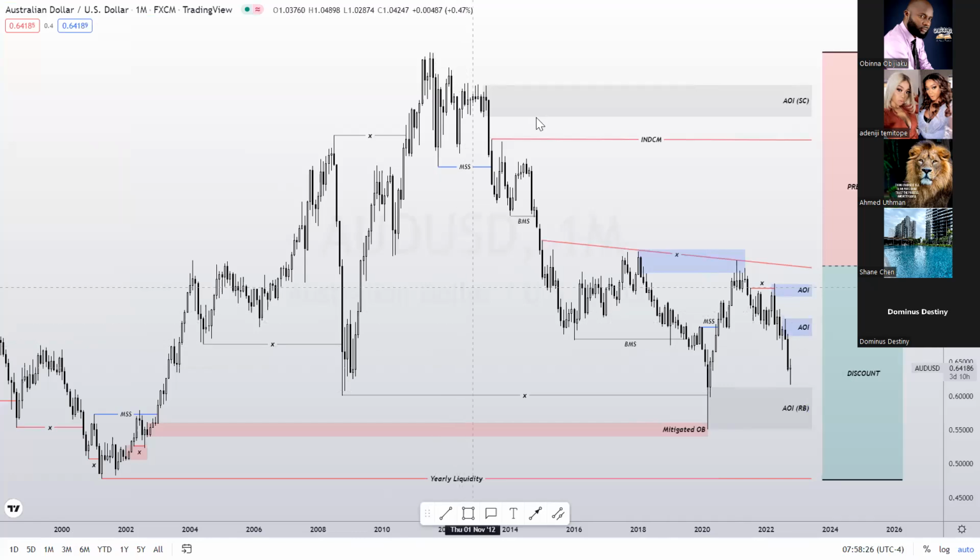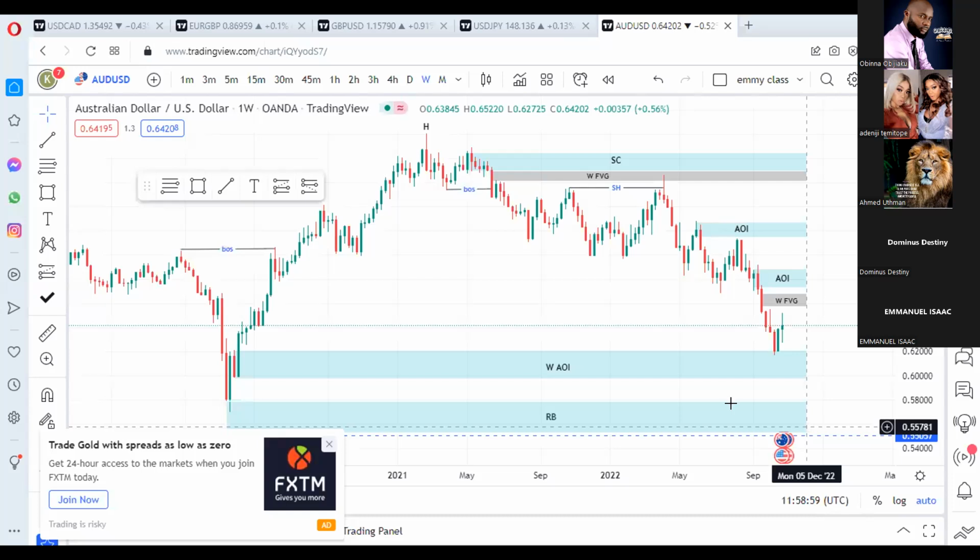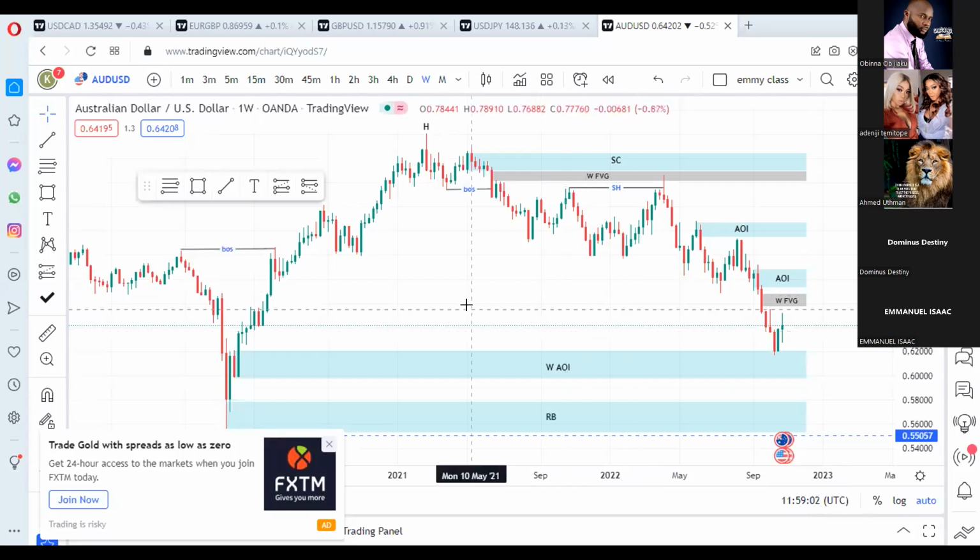So Bali, let me stop sharing so you can talk about the weekly. All right, thank you. Emmanuel, you have the floor, please, for the weekly. Yeah, wait, I'm turning it on. Good afternoon, everyone. Okay, good afternoon. My name is Emmanuel. I'll be the one sharing on the weekly time frame on AUD USD.